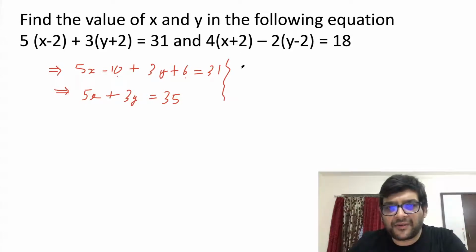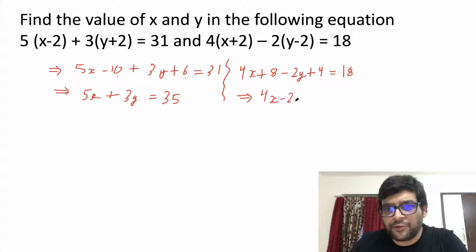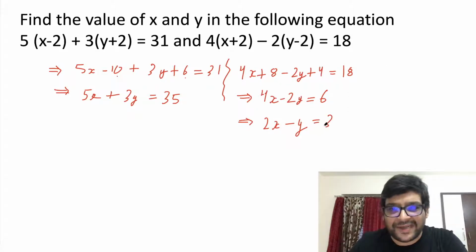The other one becomes 4x plus 2 into 4, so 4x plus 8 minus 2y, minus 2 into 2 minus 2 is plus 4, which is 18. So I get the value as 4x minus 2y is actually equal to 18 minus 8 minus 4, 18 minus 12, or 6, or this comes out as 2x minus y is actually equal to 3. Now once I have that, I have 5x plus 3y here.